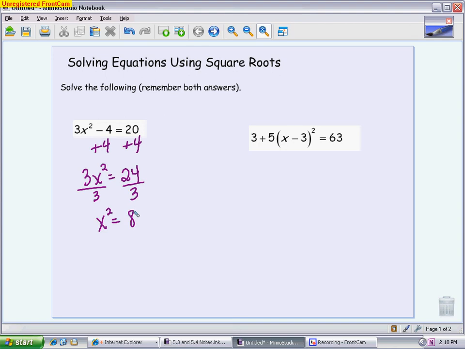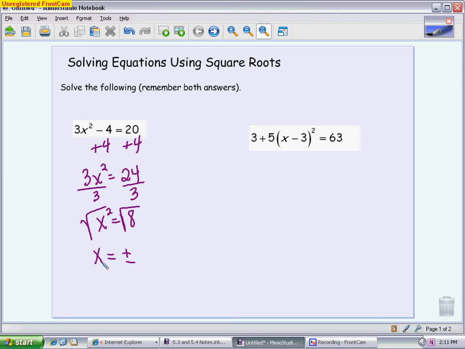A couple things to keep in mind. When you take the square root of both sides in an equation, you actually create 2 answers. You create a positive answer and a negative answer. So right away, I would recommend writing a plus minus. That is showing that you get a positive and a negative answer. The other thing that you want to think about is you need to look at the number under the radical and decide, is it a perfect square? Is it a number that has a perfect square factor?